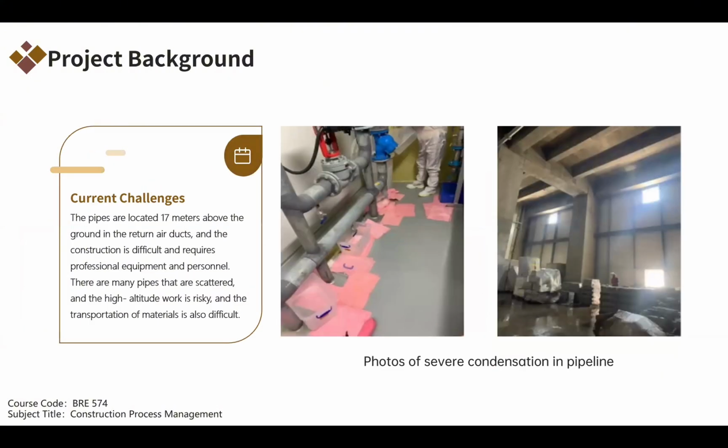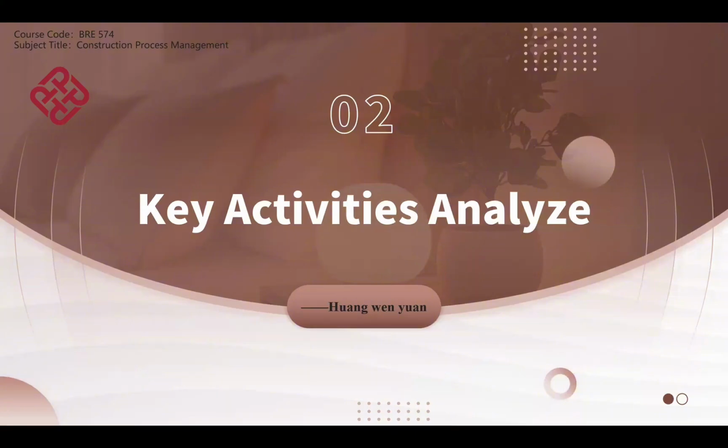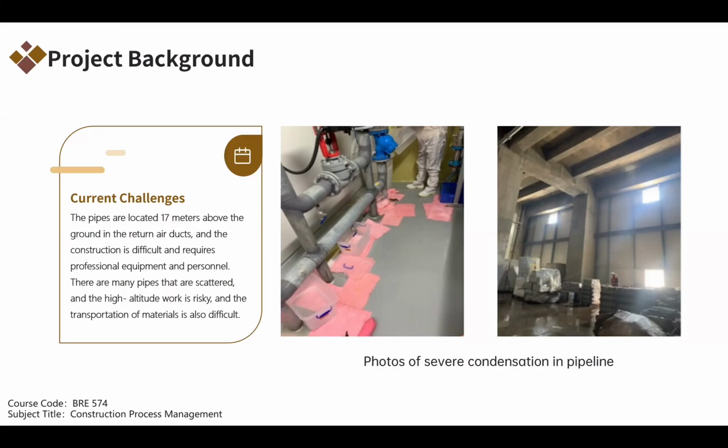Next. You can see the picture on the right. The challenges, for example: the pipes are located 7 meters above the ground in the return air ducts, and the construction is very difficult and requires professional equipment and personnel. There are also many scattered pipes, the high altitude work is very risky, and the transportation of materials is also very difficult. This is the first part, and my team members will give you the rest.